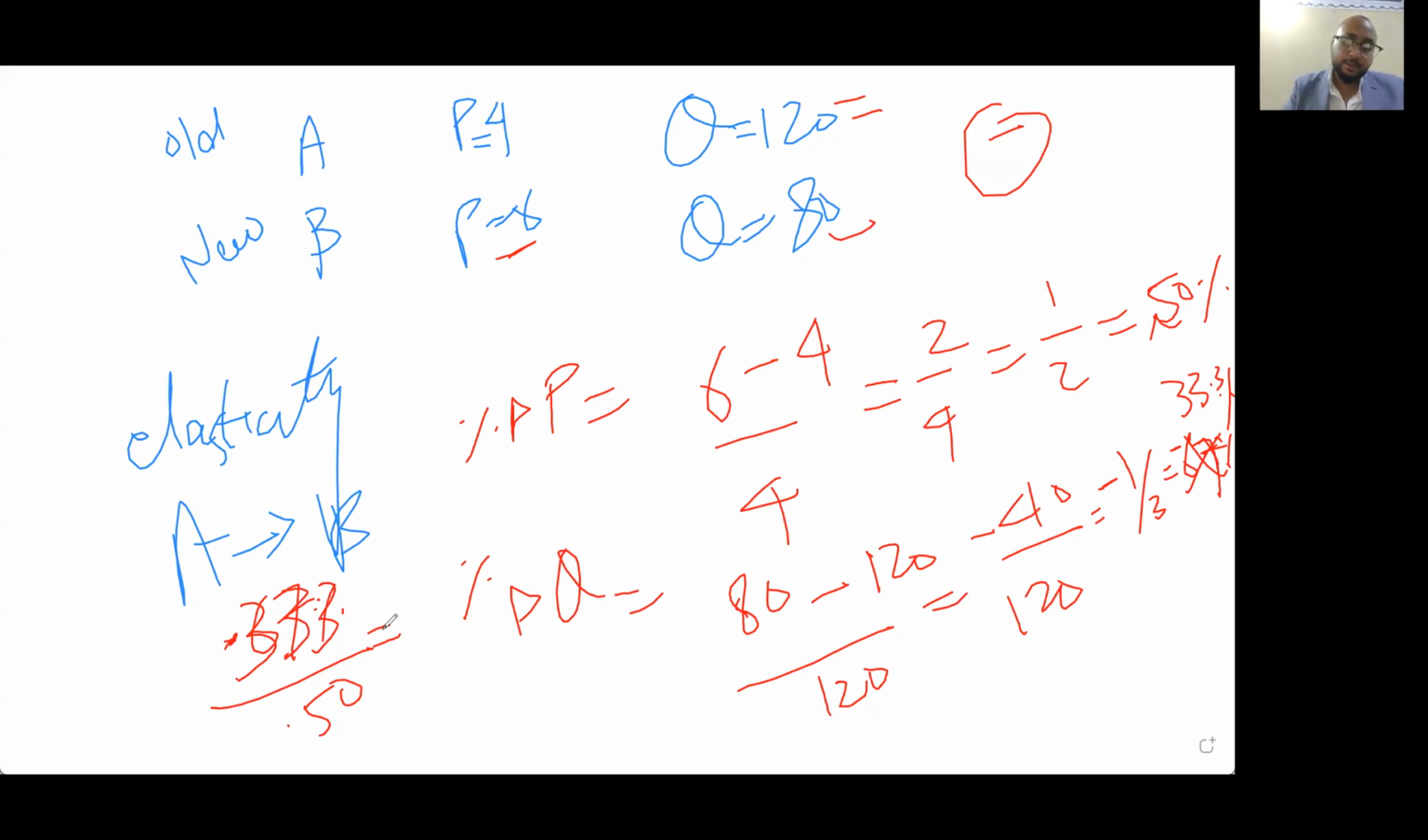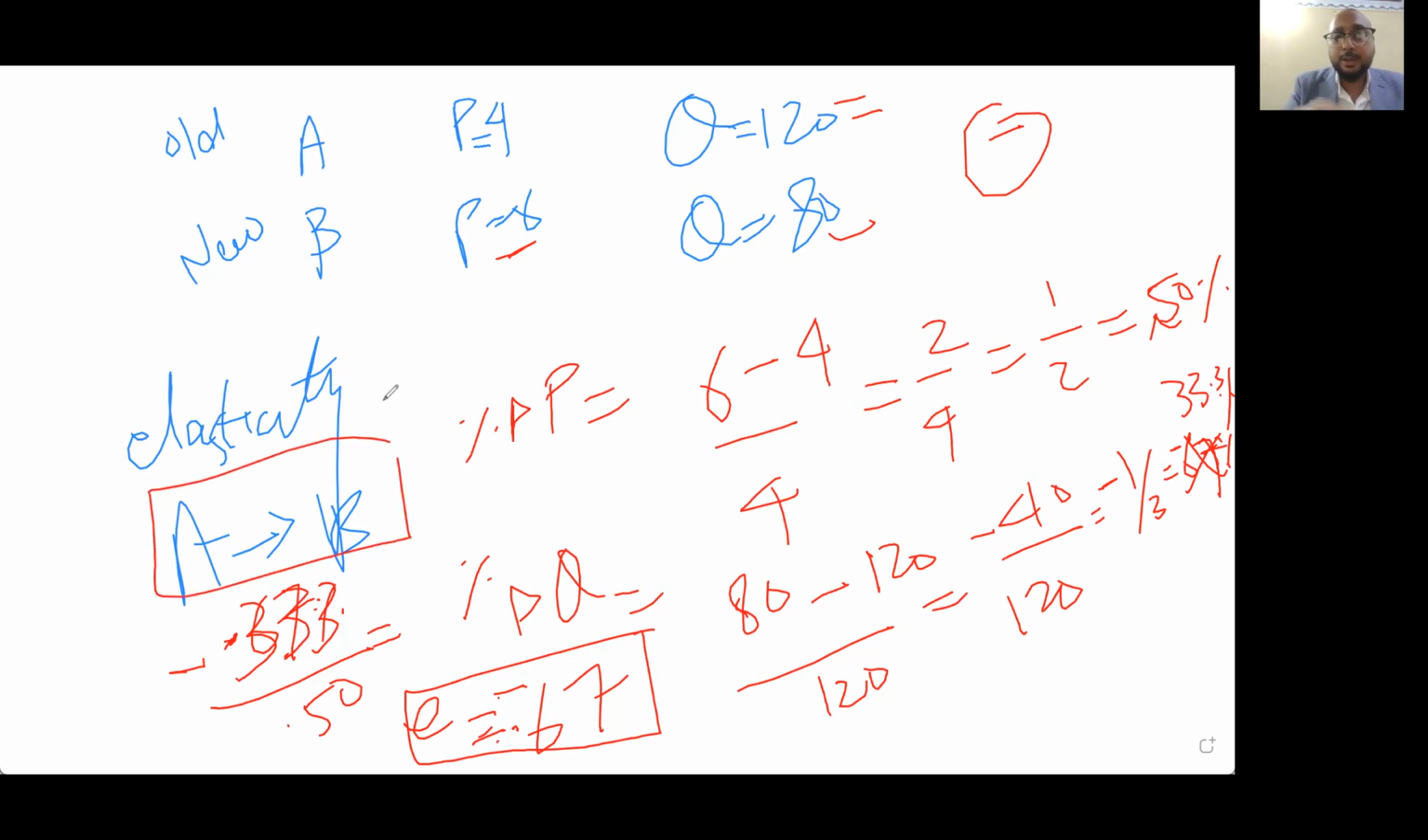So 33.3 divided by 50, or 0.333 divided by 0.5. Elasticity is equal to minus 0.67, and that is from A to B. So remember that one. From A to B, 0.67.